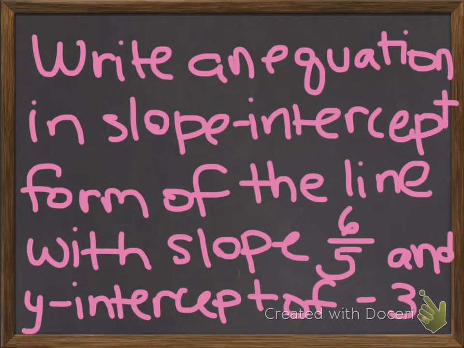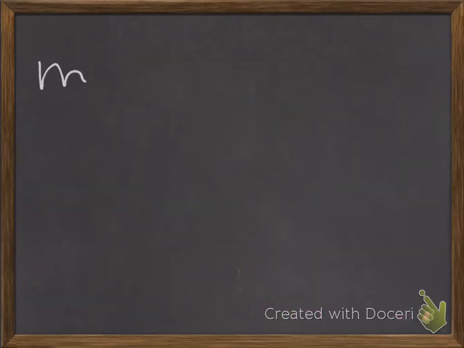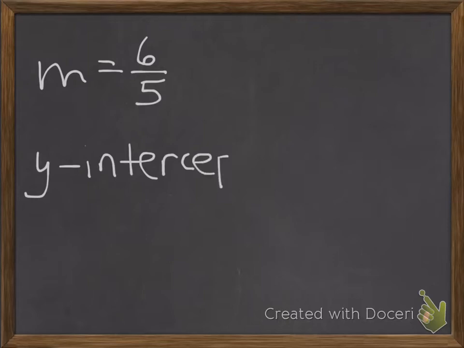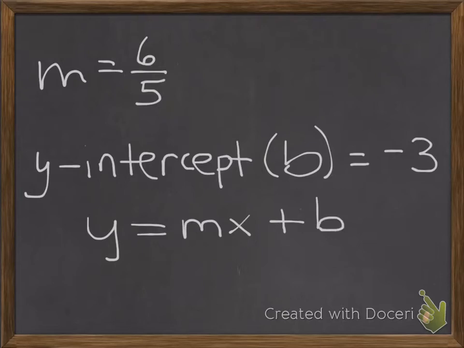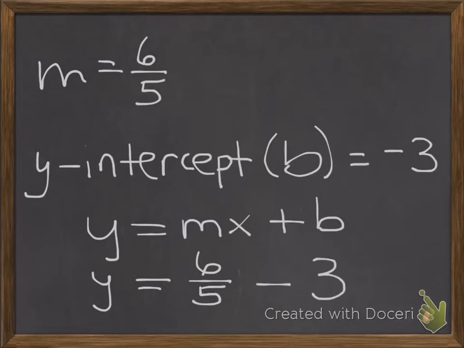Next, we write an equation in slope-intercept form of the line with slope 6/5 and y-intercept of negative 3. So if the slope is 6/5, the y-intercept, or the b value, is negative 3. We need to use slope-intercept form, which is y equals mx plus b, and plug in our slope for m and our b value, or your y-intercept, for b. And that would be our answer.